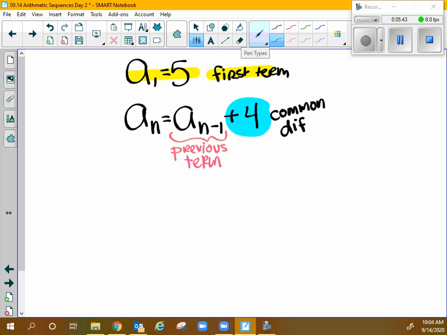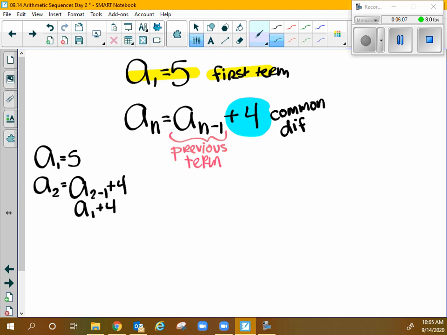So my first term is 5, right? Okay, so if I'm trying to find my second term, that means that n is 2. Everybody agree with that? So I'm going to replace my n with 2. Well, what's 2 minus 1? 1. Do I know what a of 1 is? What is a of 1? 5. And 5 plus 4 is 9. So my second term is 9.